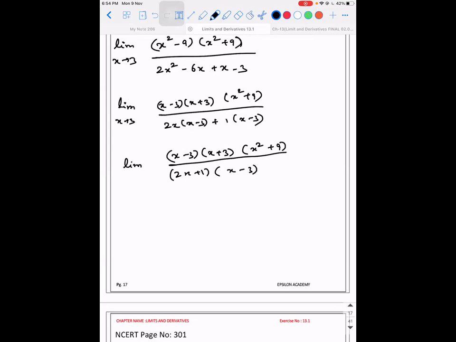This is limit x tends to 3. Okay. So x minus 3 gets cancelled. Now when you substitute the limit, what are you going to get? 6 into 18, the whole divided by 7. 108 by 7 is the final answer.